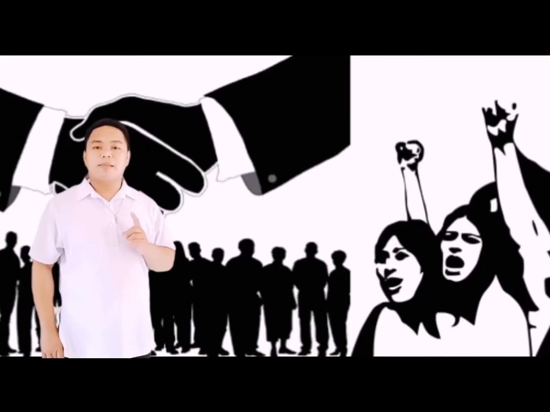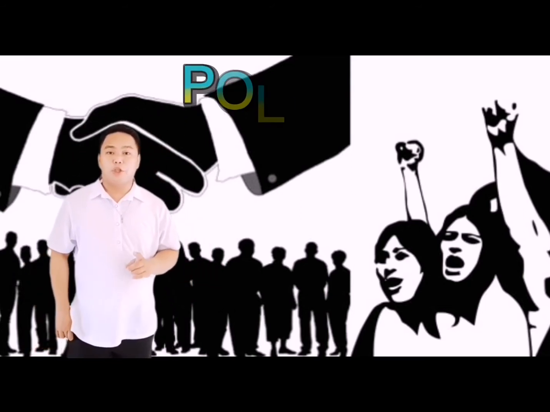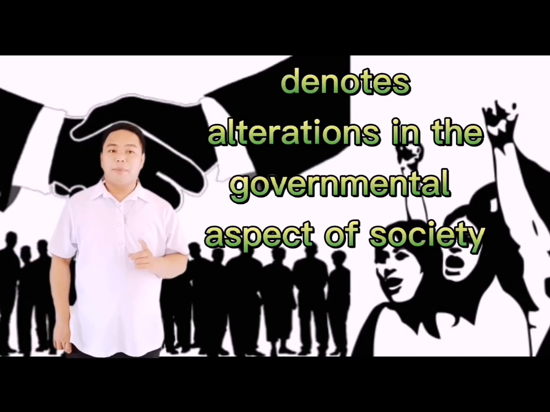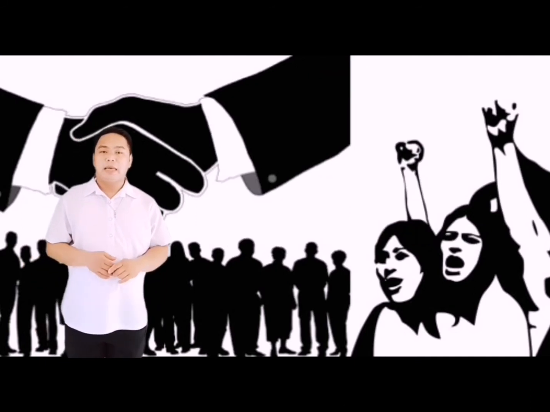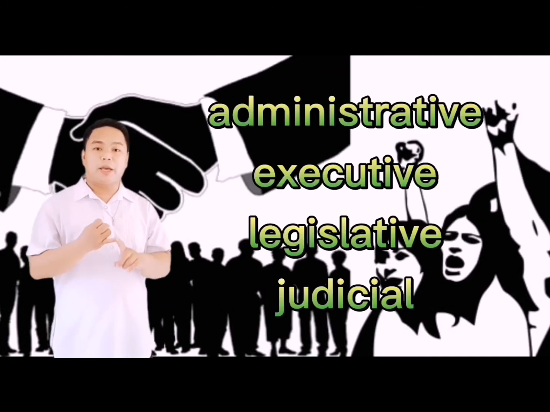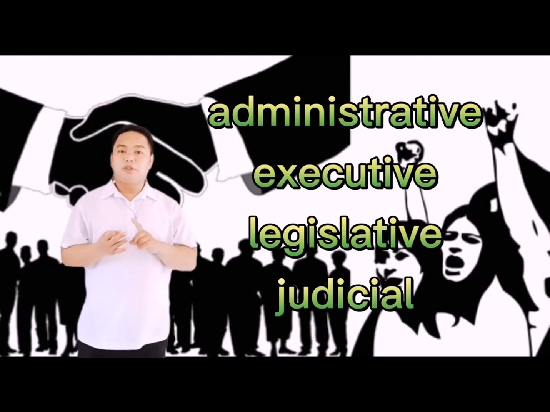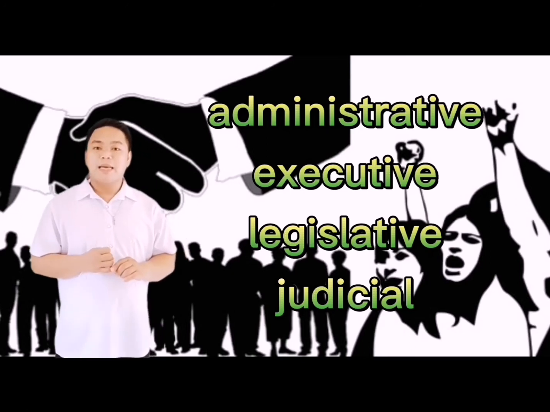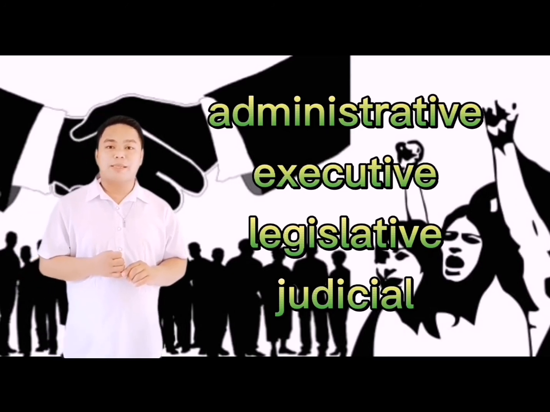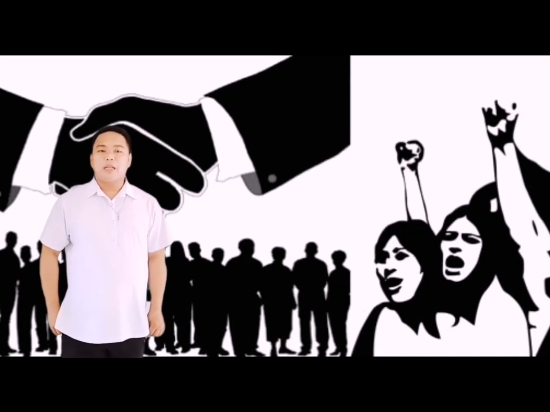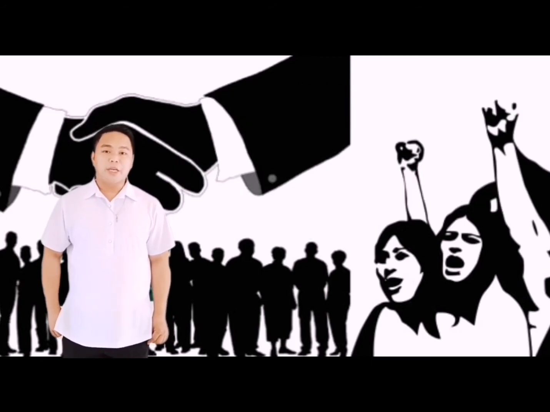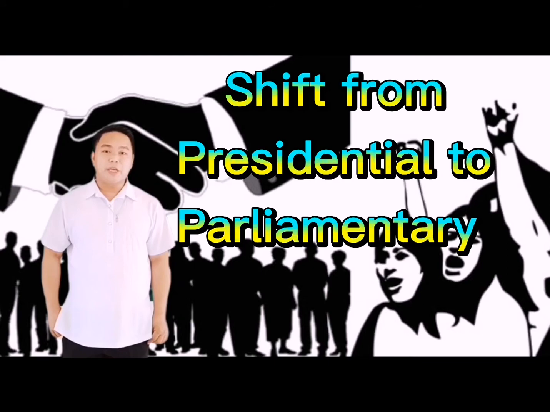Another change that we must observe in our society is what we call political change. Political change denotes alterations in the governmental aspect of our society, such as the changes in the administrative, executive, judicial, legislative, and constitutional processes, systems, and structures. Two common examples of political change are constitutional amendments and the shift from a presidential to a parliamentary form of government.